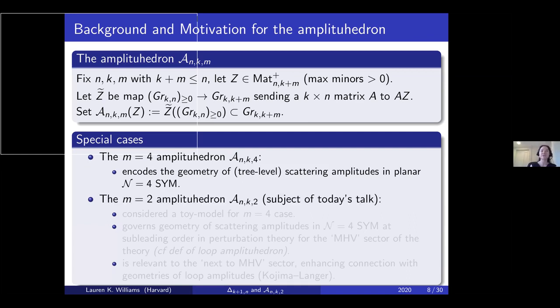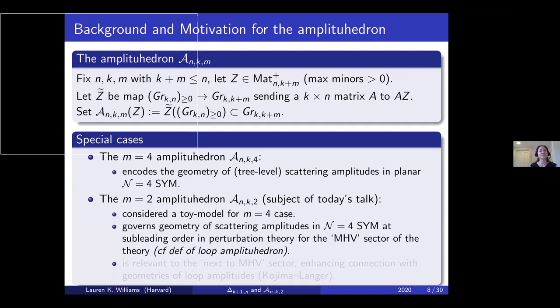In fact, the m equals 2 amplituhedron, which I'll talk about today, is extremely interesting. Well, it's a toy model for the m equals 4 case, but it also has some physics motivations as well. It governs the geometry of scattering amplitudes in N equals 4 super Yang-Mills. It's sub-leading order in perturbation theory for the MHV sector. And it's also relevant to the next-to-MHV sector, giving more of a connection with the geometry of loop amplitudes. Okay, so m equals 2 is what we will primarily care about.